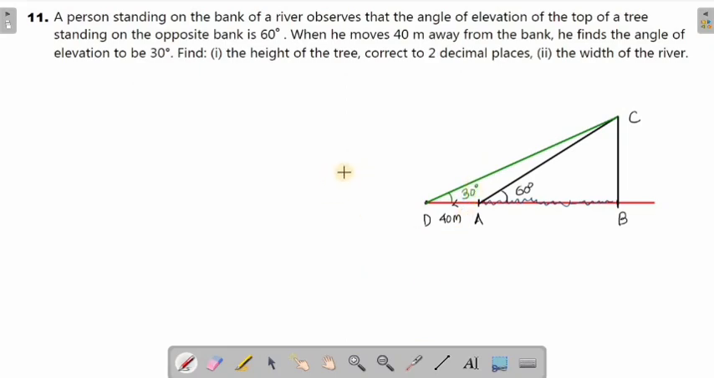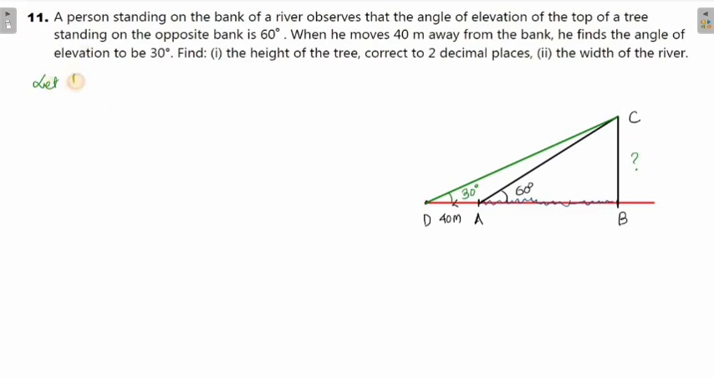Now the question is asking you to find the height of the tree correct to 2 decimal places, and the width of the river, that is AB. That's what we need to find here. Simple. Let me take the height of the tree to be x. So let the height of the tree be x meters. Why am I using meters? Because this is also given in meters. So in place of this let me write x meters.